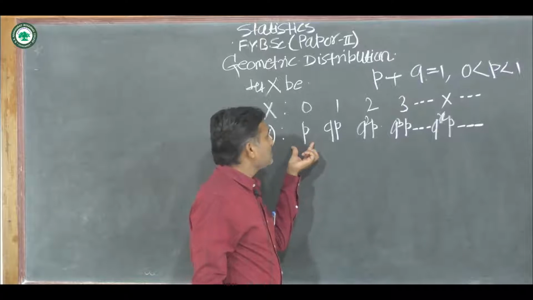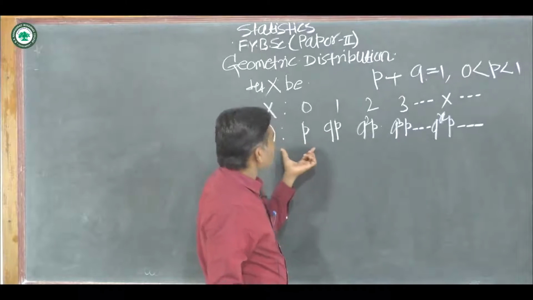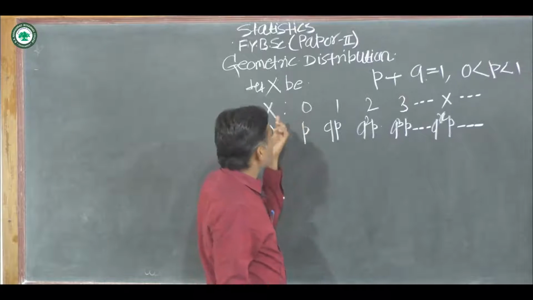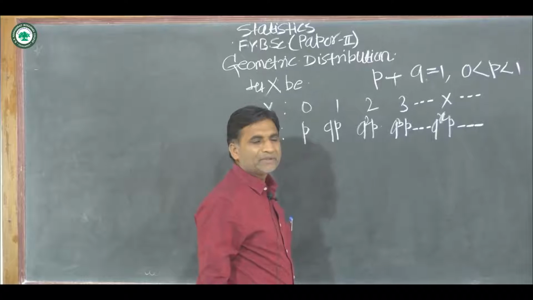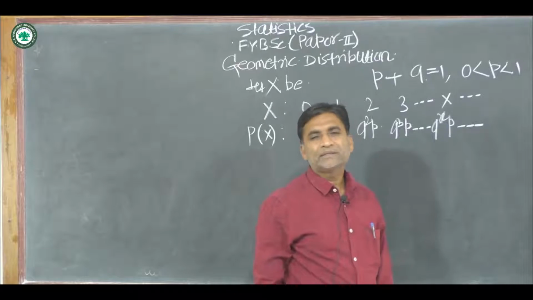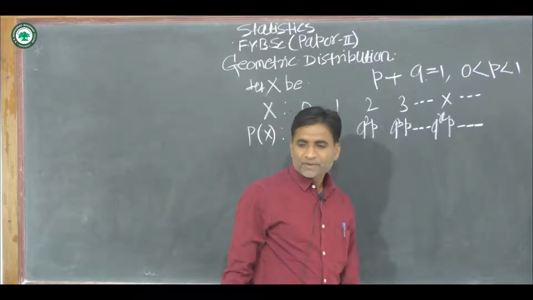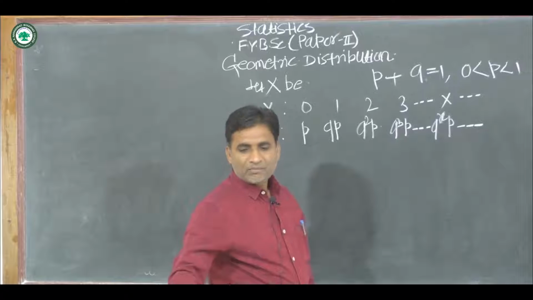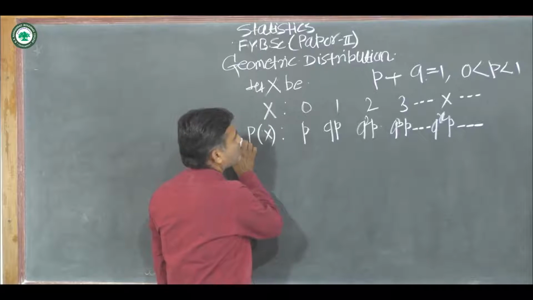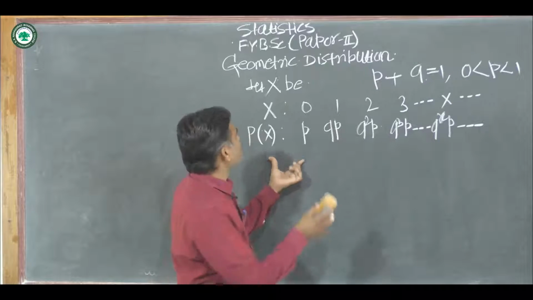Since these probabilities are in geometric progression, this is called the geometric distribution. The geometric distribution is used in reliability and queuing theory. Now we see the probability mass function of geometric distribution.